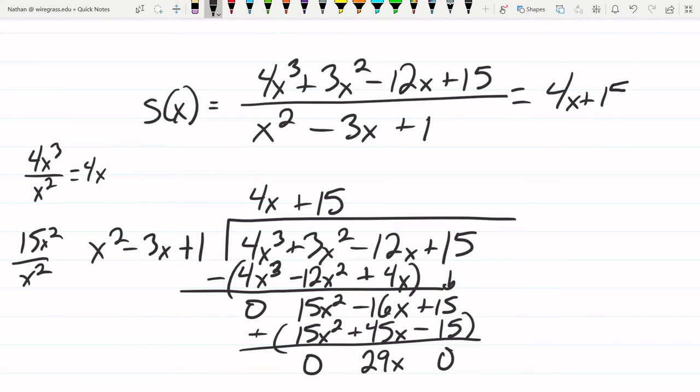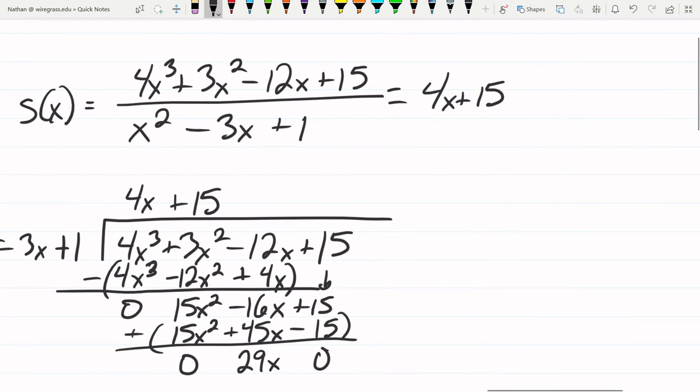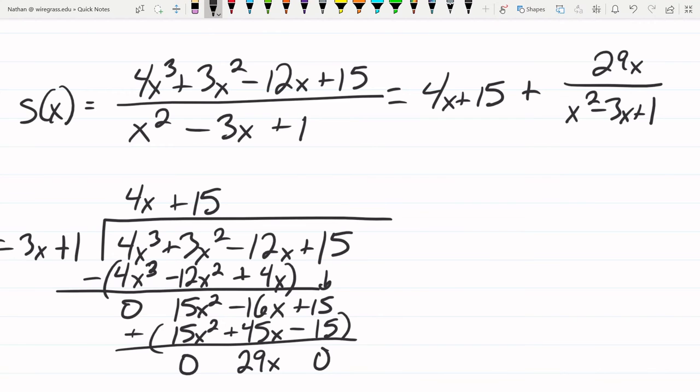4x plus 15 plus 29x over, the divisor is still the same denominator there. And this bit is the slant asymptote. It's just a line, and that's why it's called a slant asymptote, because a line has some kind of slope, and a slope is like a slant. So if we graph this thing, this 4x plus 15 is going to dictate some of the end behavior of this rational function.